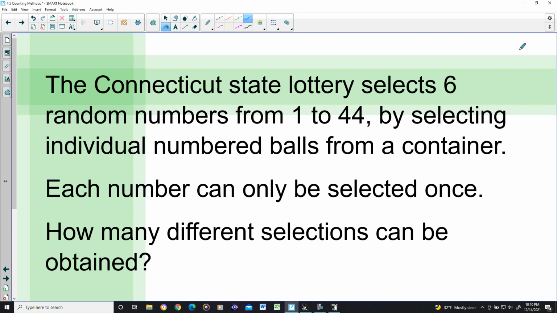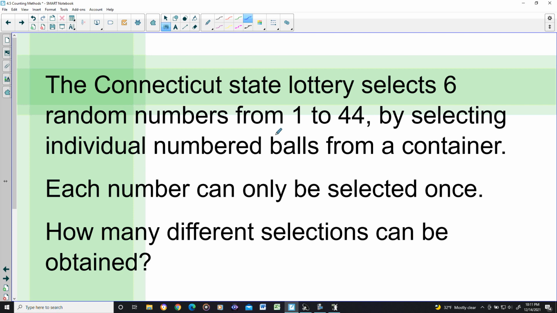So it's a much larger amount of numbers. So this one is, by comparison, a little bit more accessible. The numbers are drawn from 1 to 44, and there's 6 random numbers. So it's like there's 6 different tasks. So we have to think about what are the outcomes for each individual task.